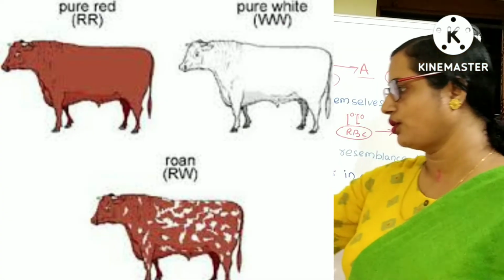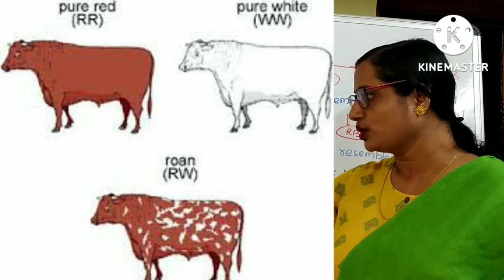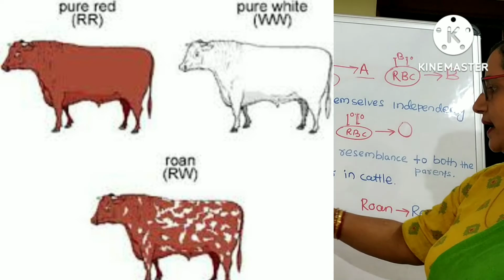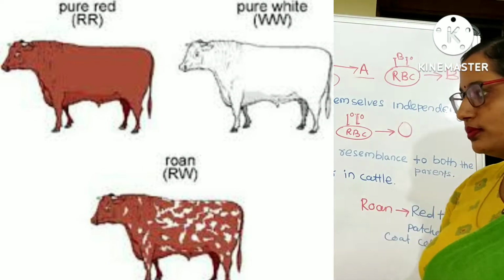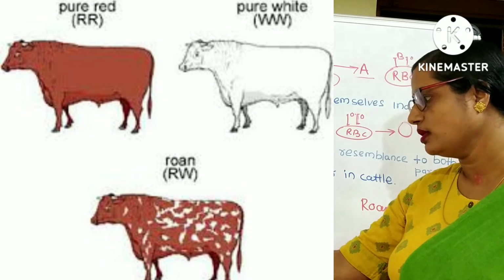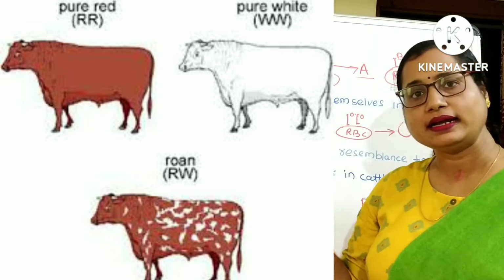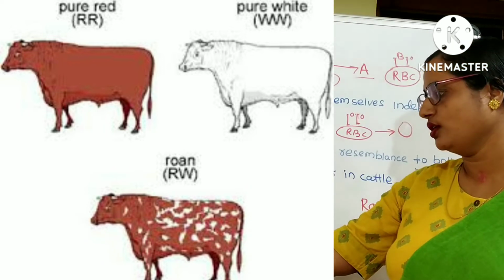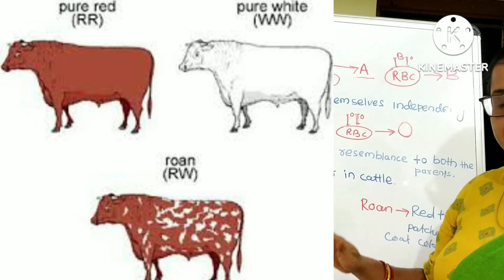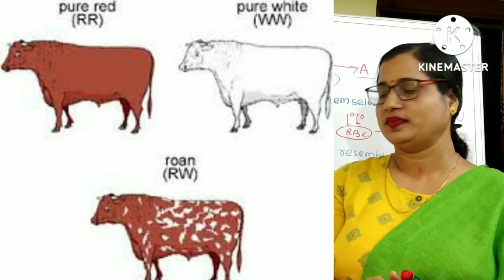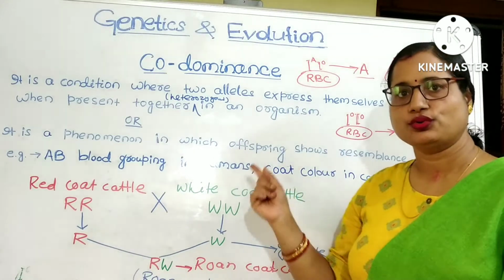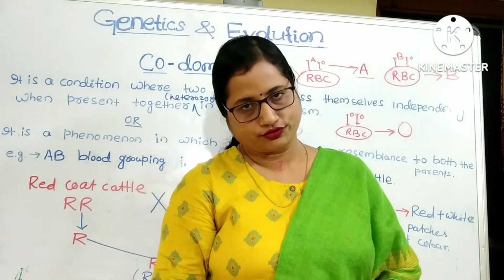When we cross the red coat color cattle carrying genotype capital R with the white coat color cattle of genotype capital W, in the F1 progeny the genotype will be capital R capital W, and both express themselves independently together when present in the heterozygous condition. Both phenotypic characters are expressed in the F1 progeny, and this is the condition of codominance. So, this is all about codominance and other deviations of Mendelian principle.